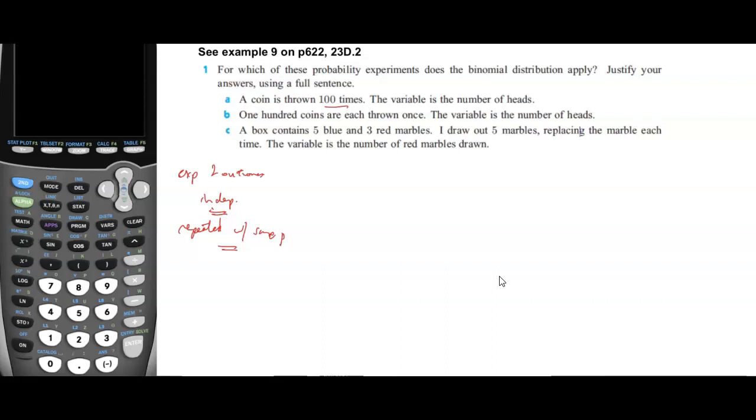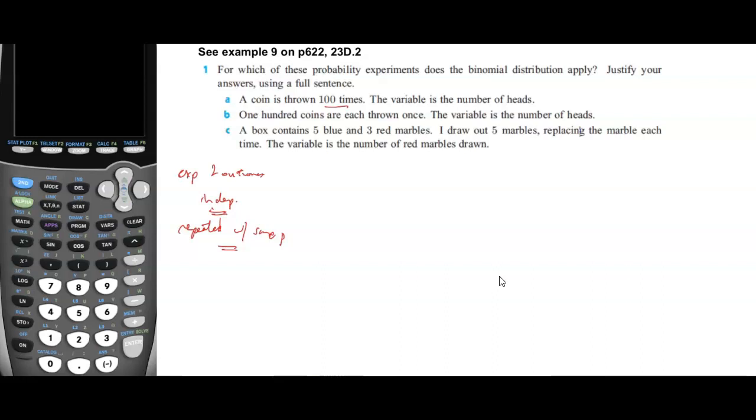100 coins are each thrown once. The variable is the number of heads. So yeah, this is also fine, right? Flipping 100 different coins at the same time is the same thing as taking one coin and flipping it 100 times. A box containing 5 blue and 3 red marbles. I draw out 5 marbles, replacing the marble each time. Oh, that's the key word. I'm replacing. So since I'm replacing, it is possible to treat this as a binomial distribution experiment. The variable is the number of red marbles drawn.